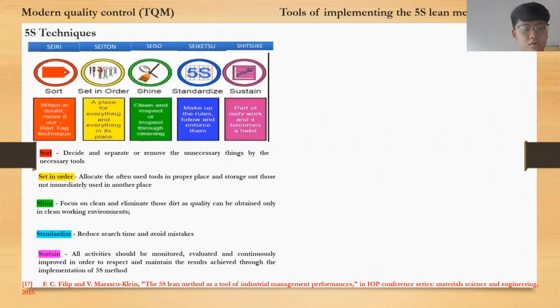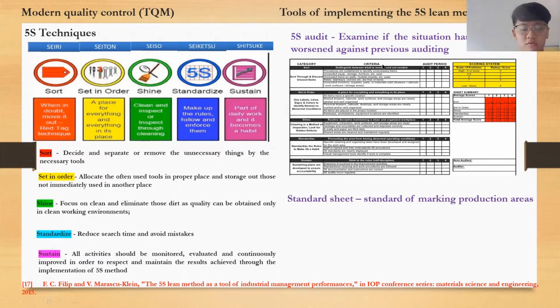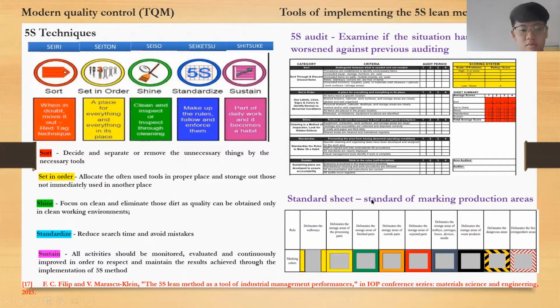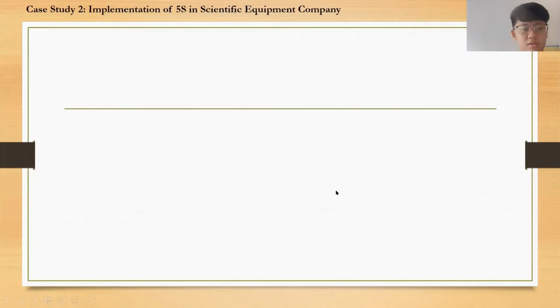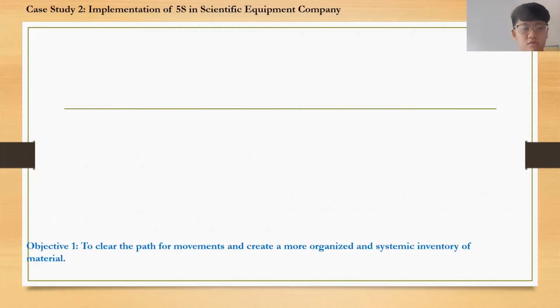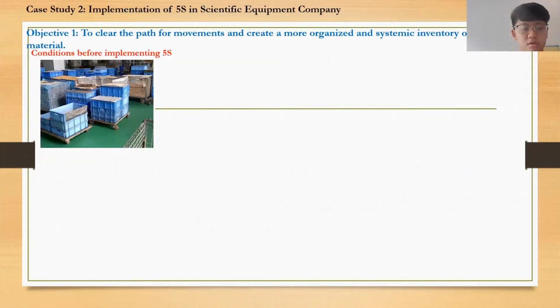For modern quality control, it utilizes the 5S technique, which is sort, set in order, shine, standardize, and sustain. The tools for implementing the 5S: first is the 5S audit, examining whether the situation has worsened or improved compared to the previous audit. And the second is to use standard sheets, where each row has its own marking color in the production areas. Let's see a case study on the implementation of 5S in the scientific methods.